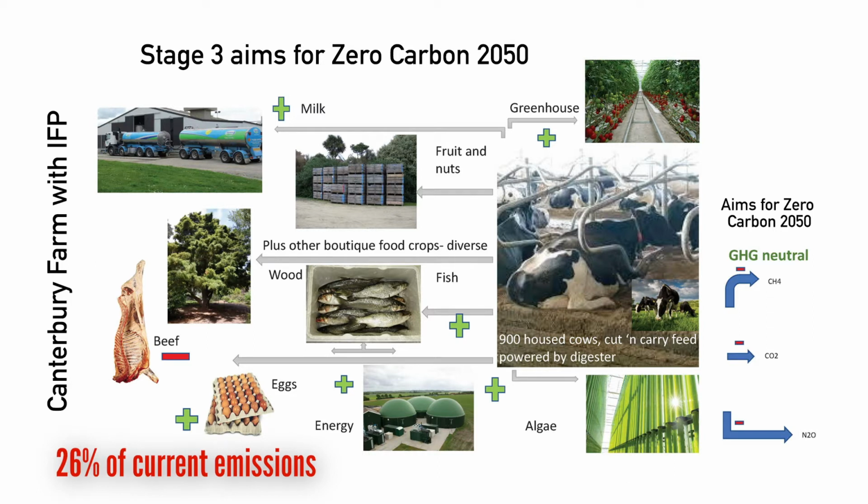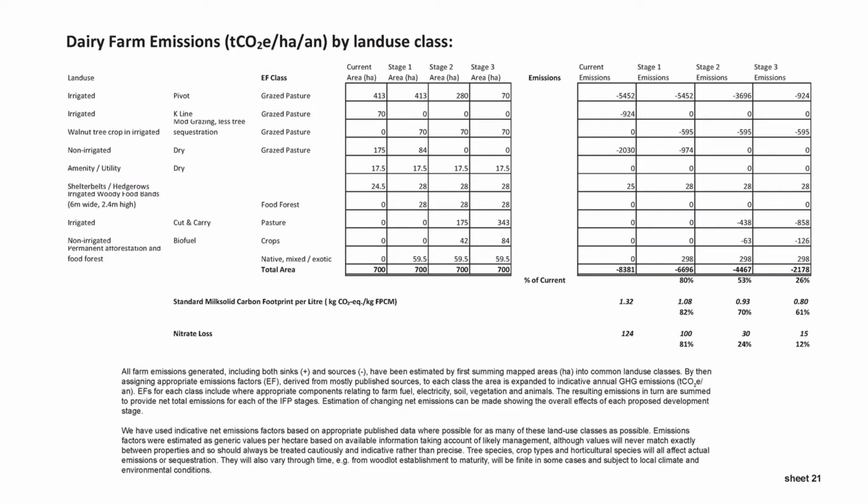So you can get a multiple cropping situation, have diverse product off a farm.